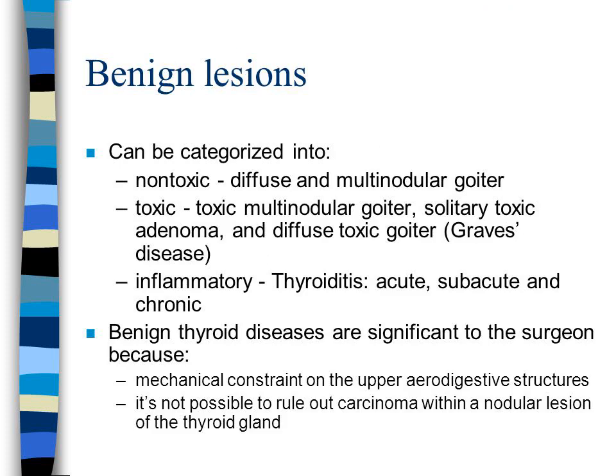Benign lesions can be categorized into non-toxic, diffuse and multinodular goiter; toxic, toxic multinodular goiter, solitary toxic adenoma, and diffuse toxic goiter, Graves' disease; and inflammatory, thyroiditis, acute, subacute and chronic. Benign thyroid diseases are significant to the surgeon because of mechanical constraint on the upper airway and digestive structures. It's not possible to rule out carcinoma within a nodular lesion of the thyroid gland.